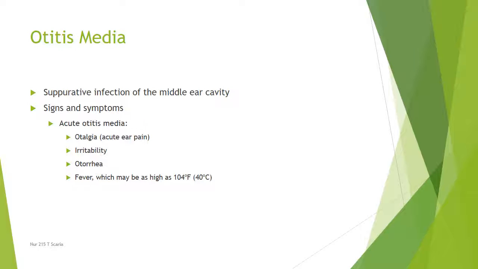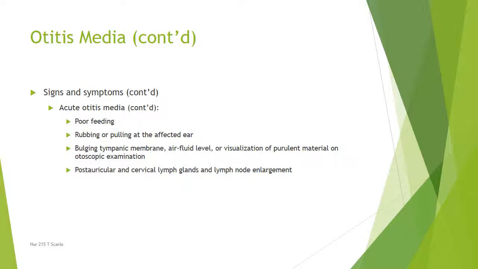Otitis media. It is a suppurative infection of the middle ear cavity, and the signs and symptoms include, in acute otitis media, otalgia, that is acute ear pain, irritability, otorrhea, fever which may be as high as 104 degrees Fahrenheit, poor feeding, and rubbing or pulling at the affected ear.